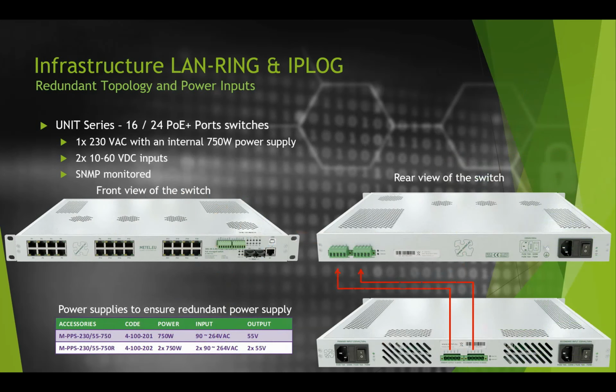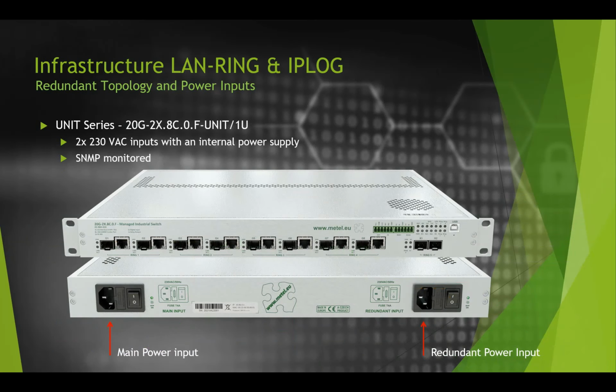Redundant power inputs are also available on 19-inch switches with 8 to 24 PoE+ ports. They contain an internal power supply of 320 or 750 watts. There are two more independent inputs of 10 to 60 volts available on the rear panel. 20G2X8C backbone switches also have redundant power inputs, where on the rear panel there are two 230 volts inputs connected to two independent internal sources.